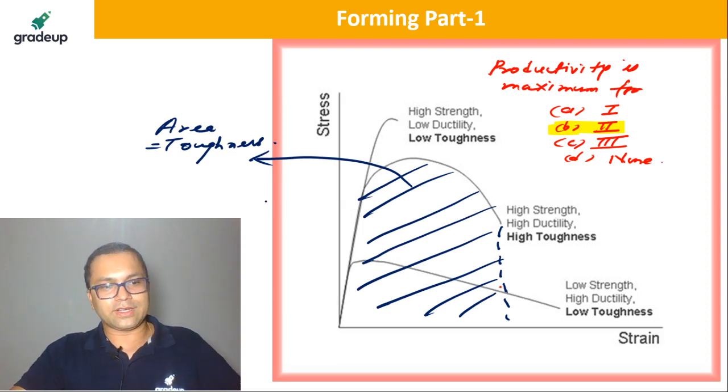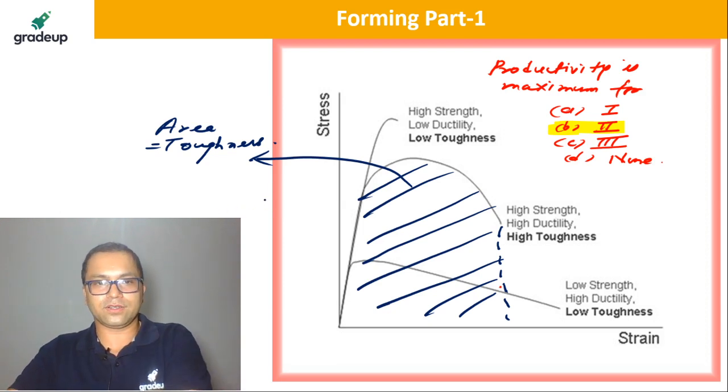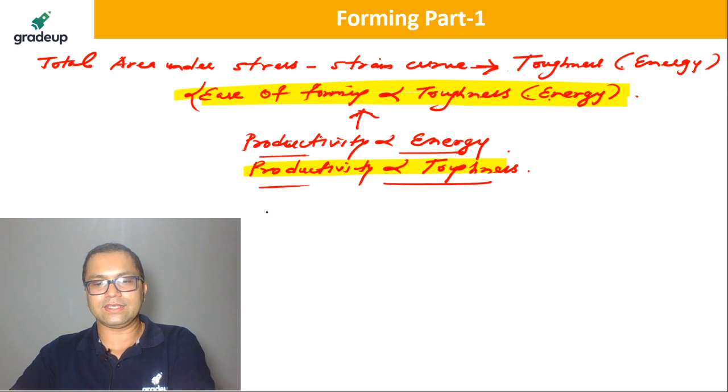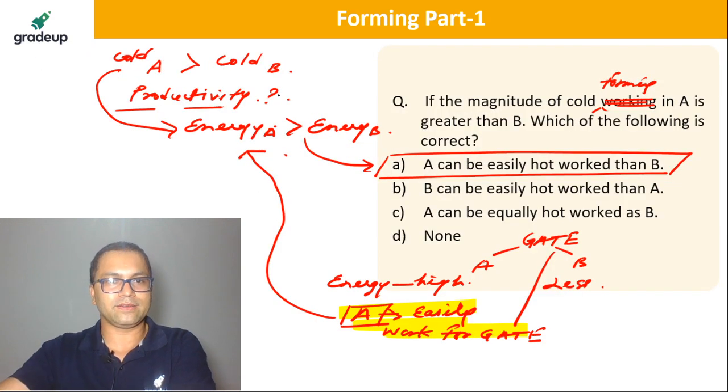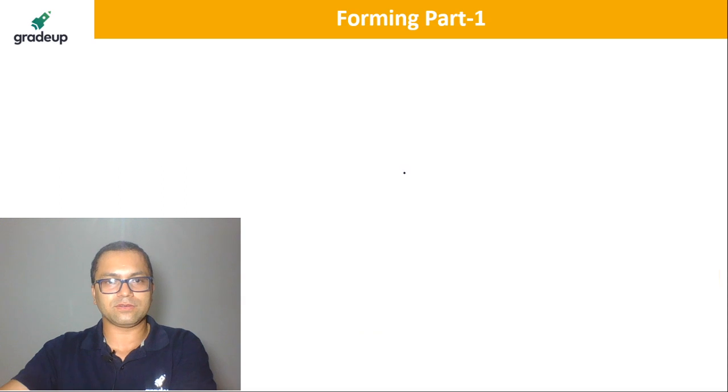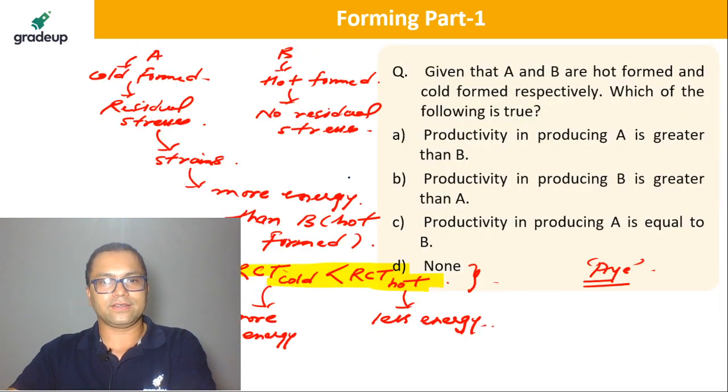No, we have already talked, Anirudh. We have talked about that, right? So energy means that it already has energy, right? So lesser energy will be required to do forming, isn't it? Because it already has energy. That's why. Here we have talked about, right? Productivity is directly proportional to energy. Where did we talk about here?